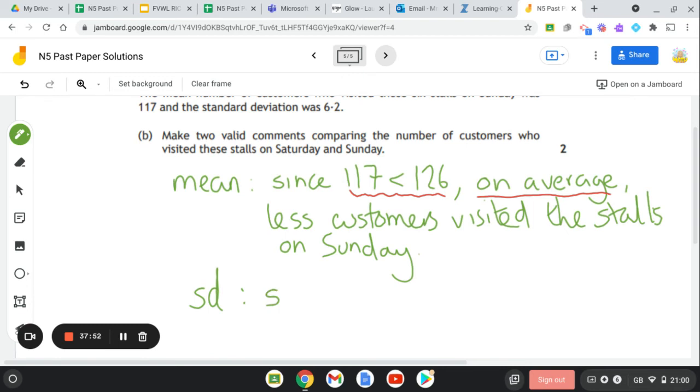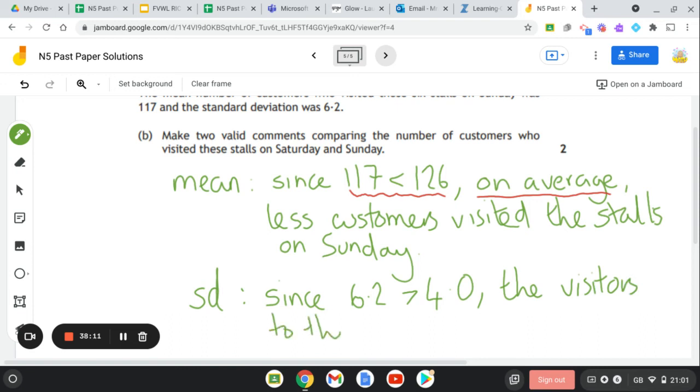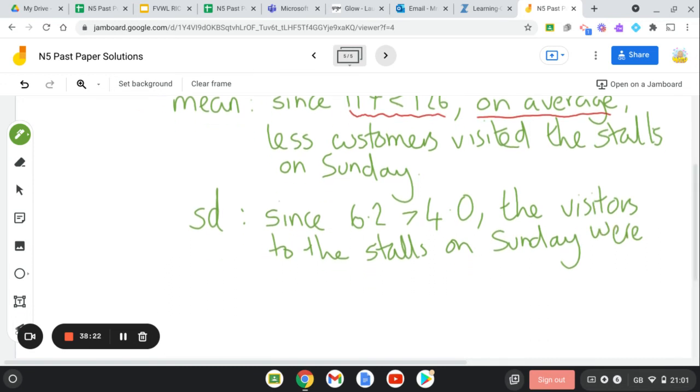So what we say is that since 6.2 is greater than 4.0, the visitors to the stalls on Sunday were less consistent.